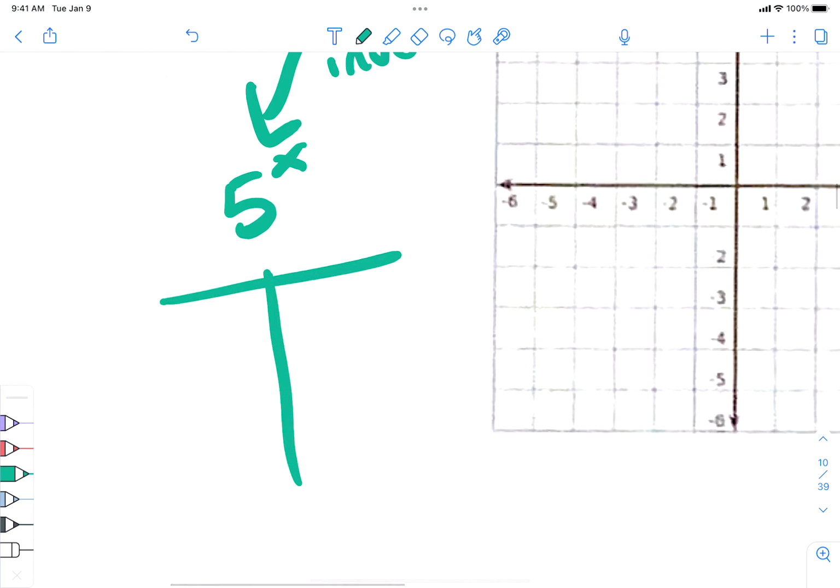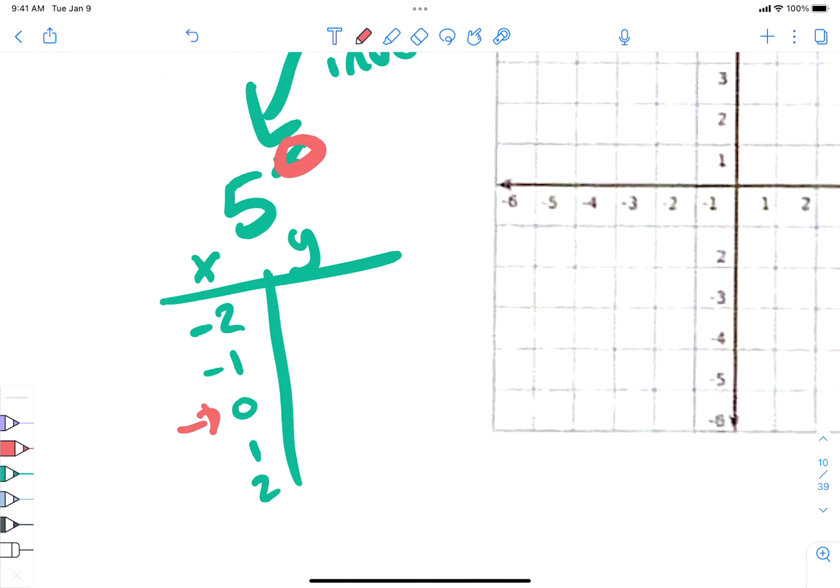Now, if we graph him, let's plot some points. I'm going to go from -2 to 2. So -2, -1, 0, 1, and 2. All right? Help me out here. Let's start with 0. If I plug 0 in, 5 to the 0 power is 1. 5 to the first power, 5. 5 to the second power, 25.